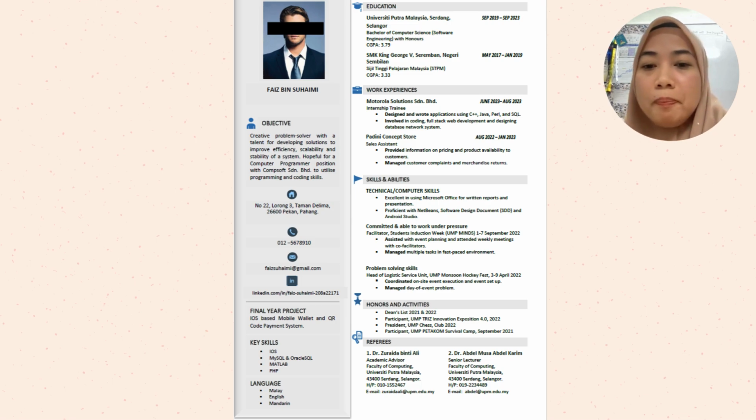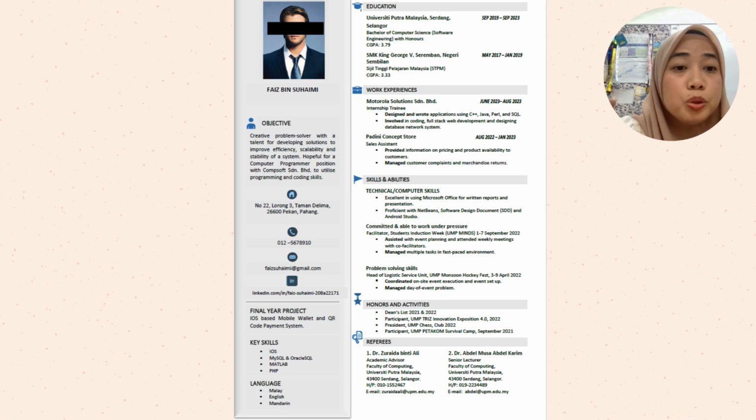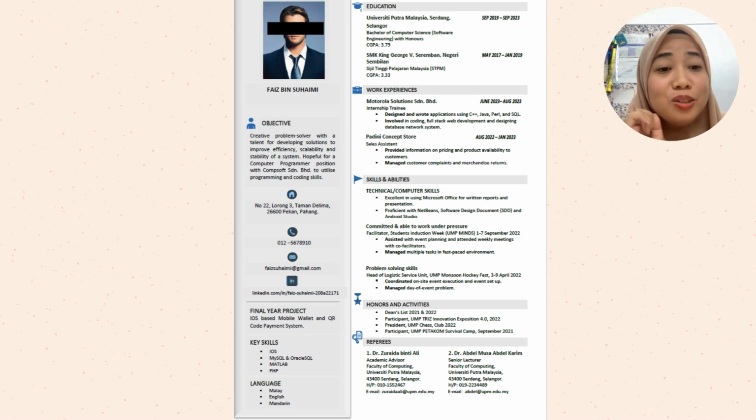So I would say compared to the previous sample that I showed you before, the one before tends to be a little bit simpler. But for this one, you can notice that this person is a little bit fancier when it comes to the selection of colors, and there are also some icons and pictures. So you can do that as well for your assignment and your resume. Just make sure that it's not too crowded, that it's easy for the reader to read, and that it's professional looking.